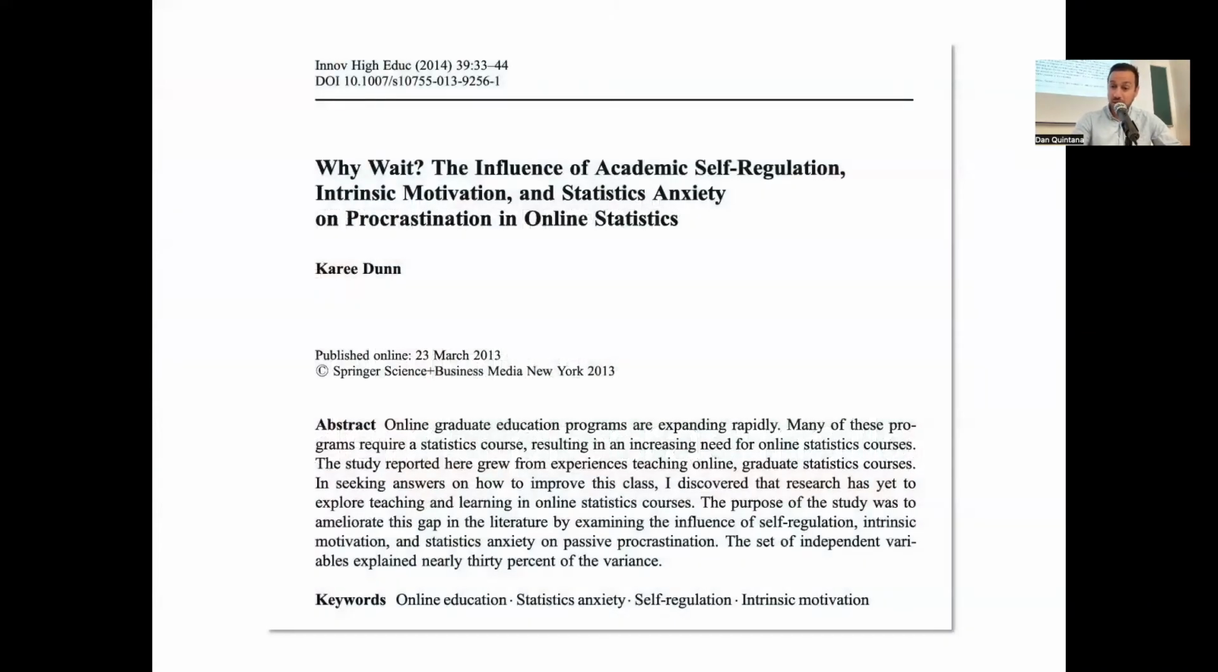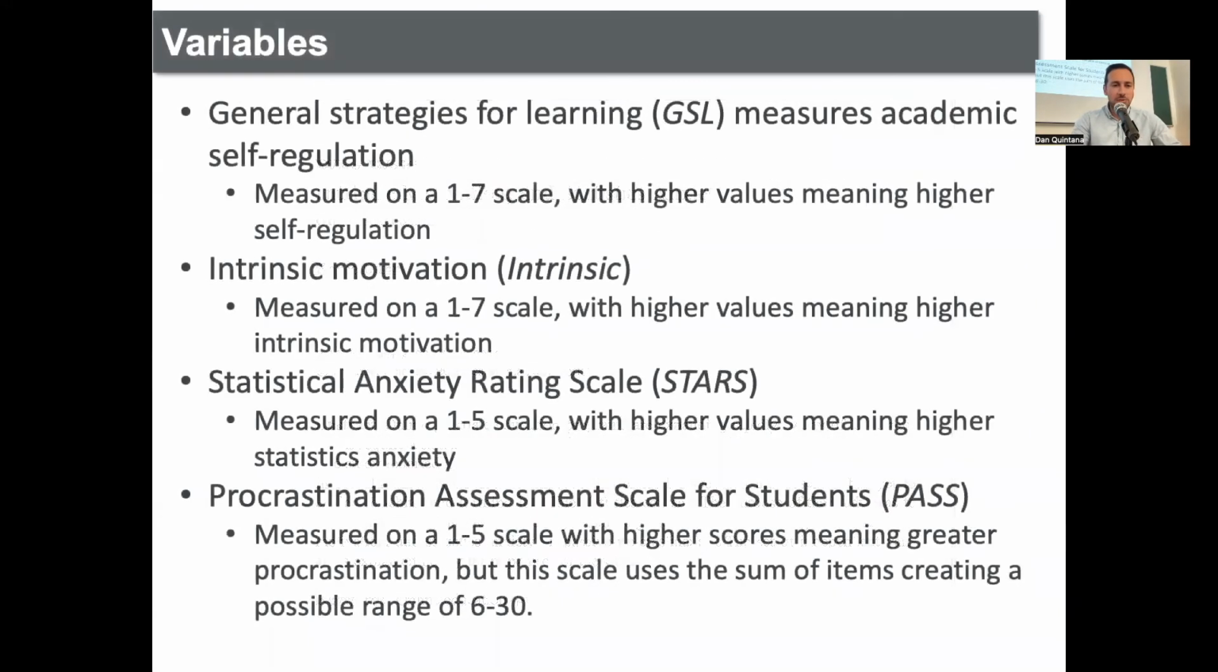This is a real study which happened in 2014, and the data set that we're working on is a replication of this particular study. So we have a number of variables that we're interested in, looking at academic self-regulation, GSL, or if it's in brackets and in italics, that's the name of the variable within R, or within the data file that we're working with. Intrinsic motivation, statistical anxiety rating scale, stars.